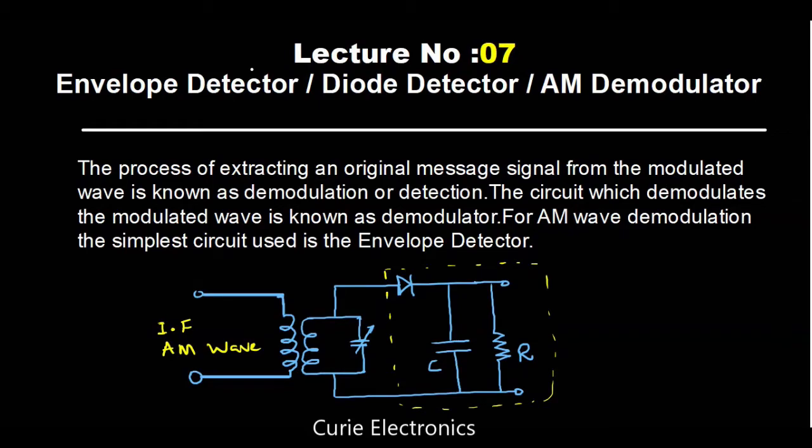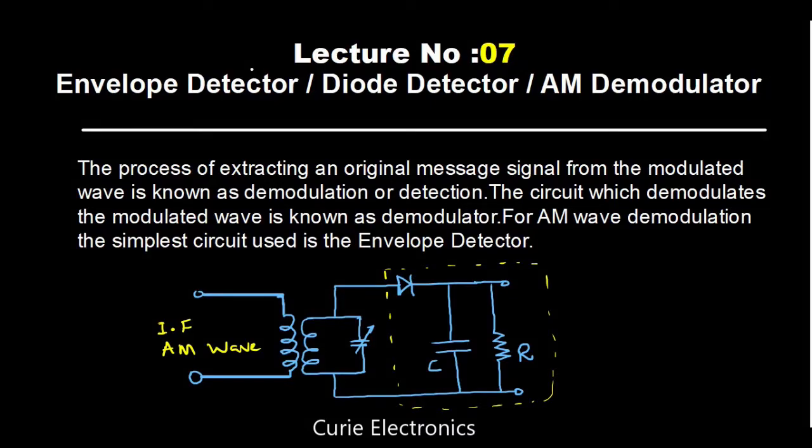In this video, we are going to learn about envelope detector. This envelope detector is used for AM demodulation. This is also known as diode detector. Now, let's see the definition.